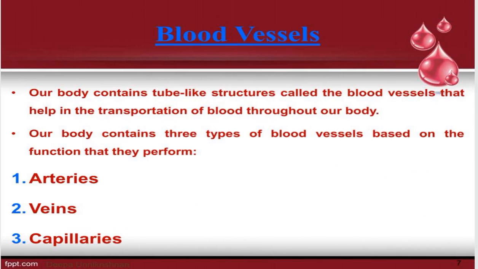Blood vessels. Our body contains tube-like structures called blood vessels that help in the transportation of blood throughout our body. Our body contains three types of blood vessels based on function. They are arteries, veins, and capillaries.